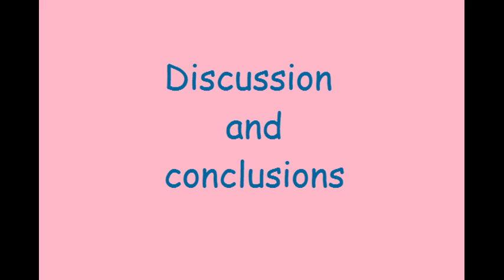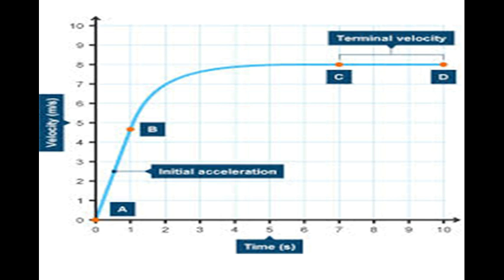Discussion and conclusions. Based on the experimental data plotted, the result for the terminal velocity point was different for each different mass. The terminal velocity from the graph was plotted. The experimental graph follows the curve of the theoretical graph that is shown below.